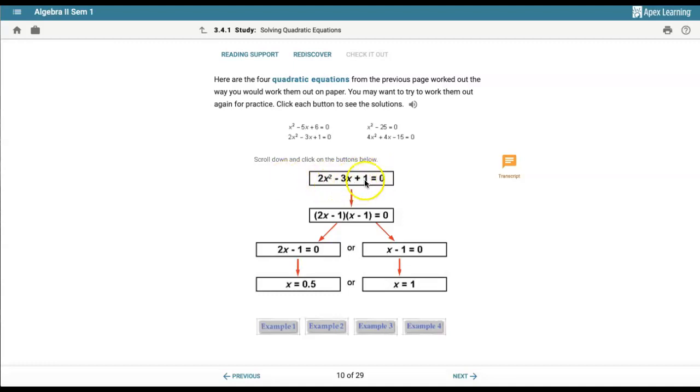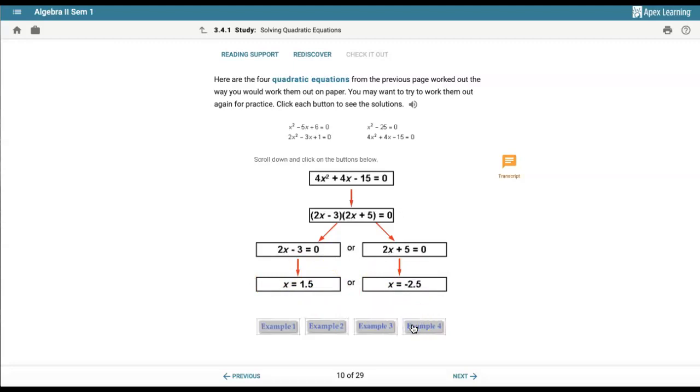All right, and again, since this is positive but this is negative, that means they both have to be negatives. So when we carry that through and we solve, we end up getting a positive 1/2 and a positive 1.